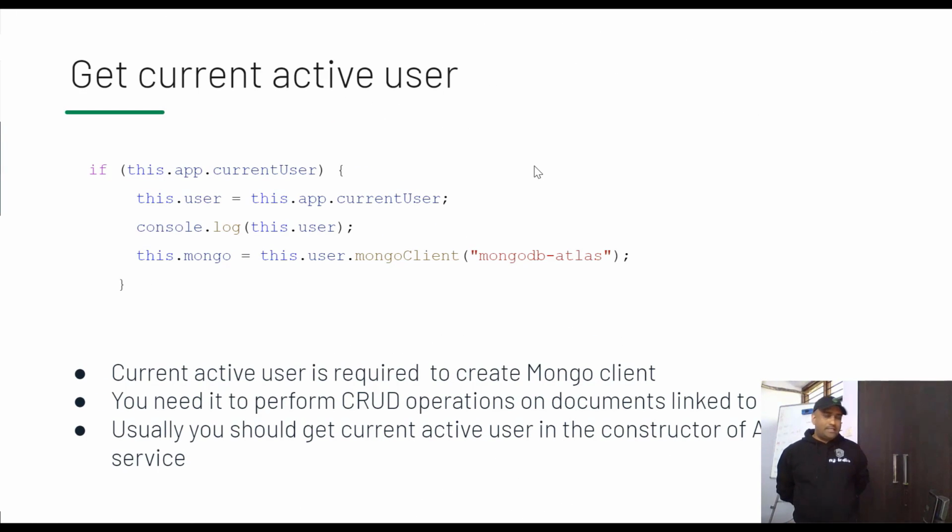This code will get you the current active user, because there could be multiple users logged in on the device. You can get the current active user like this, and you really need a current active user to perform CRUD operations on your data, because we are setting the rule that owner ID should be equal to user ID.